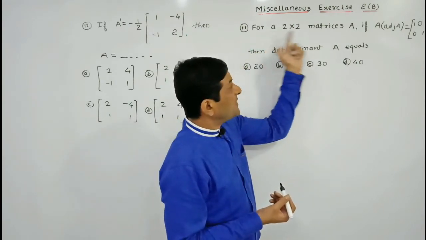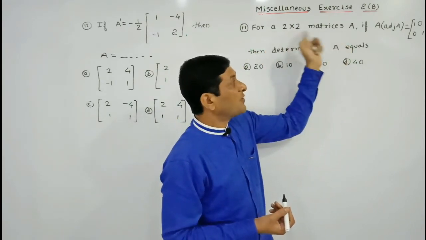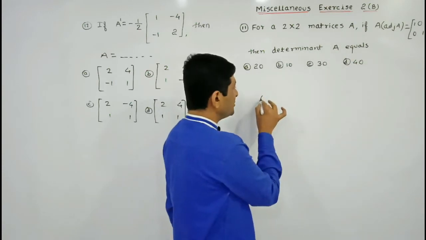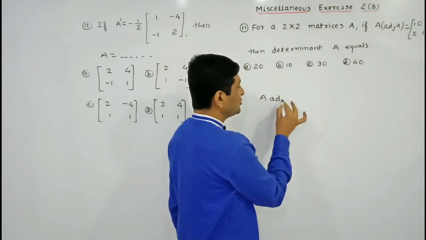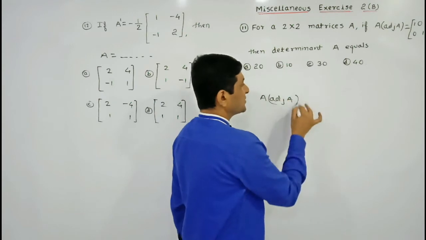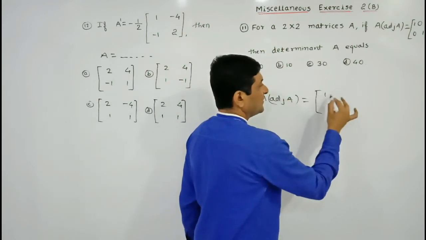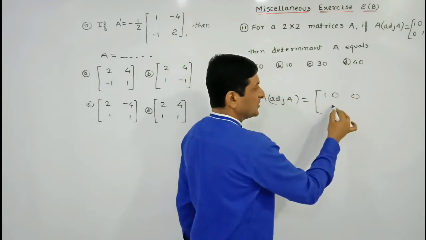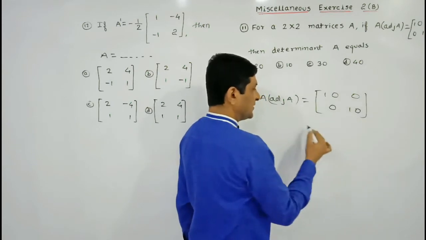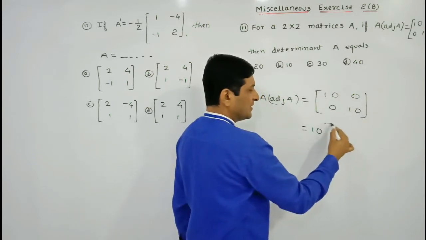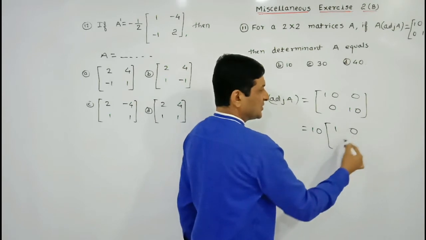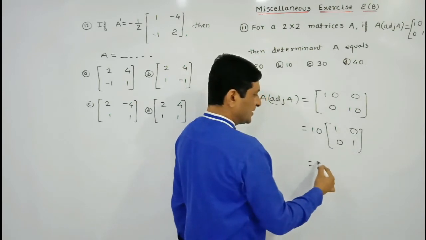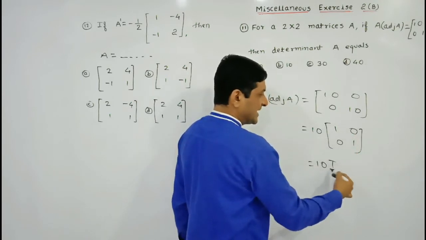In this case, one matrix A of order 2 by 2 satisfies the condition that A into adjoint of A is equal to a matrix whose elements are 10, 0, 0, 10. If I take 10 common here, then we will get 1, 0, 0, 1. Means it will be equal to 10 into, can I write it as, the identity matrix?